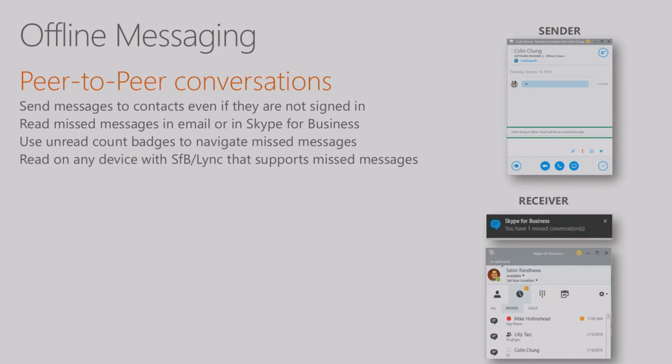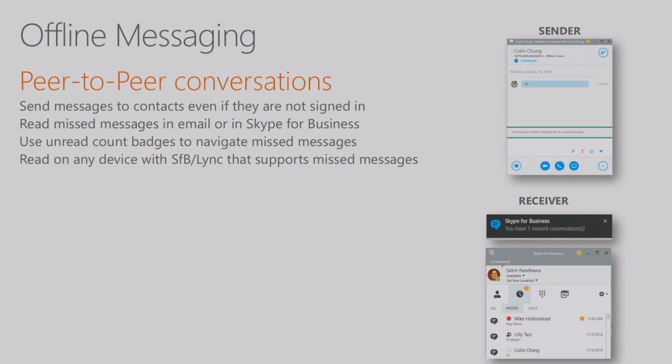So what this means, you can see up here, I'm sending an IM to, I think it's Colin, and Colin's offline. There's that little tooltip down the bottom that says Colin is offline. They'll get this as a missed message. You can see down in the bottom right, Satvir's logged in, and he's got a little pop-up that says you have one missed conversation.